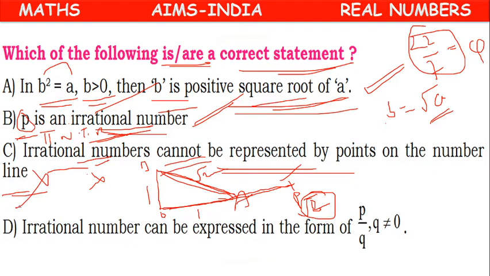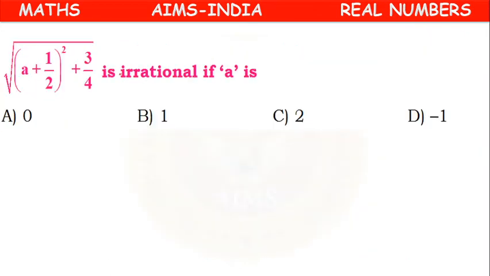So wrong option. Irrational number can be expressed in the form of P by Q. Wrong, because irrational number means which cannot be written in the form of P by Q. So only two options are correct. A option is correct, B option is correct. A and B. Two options are correct.